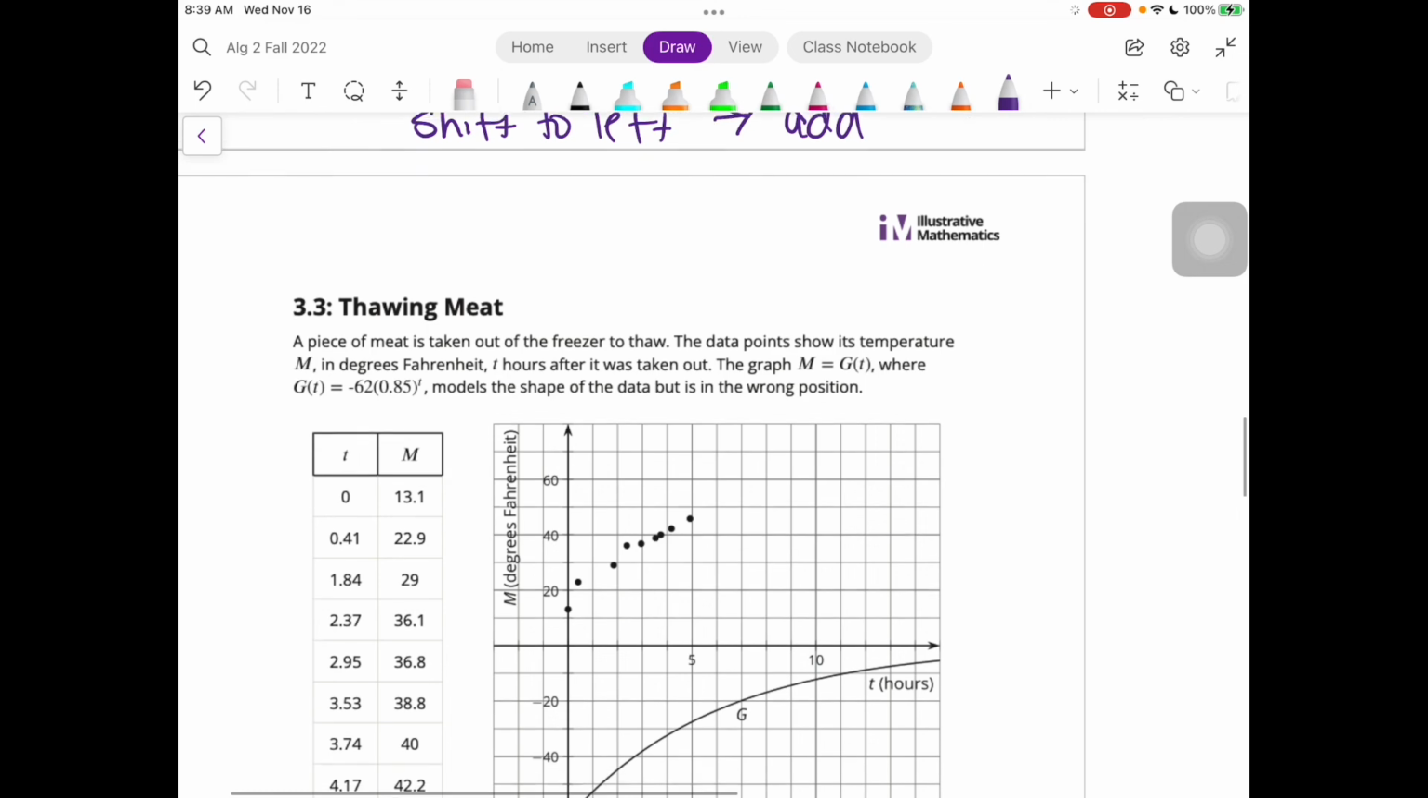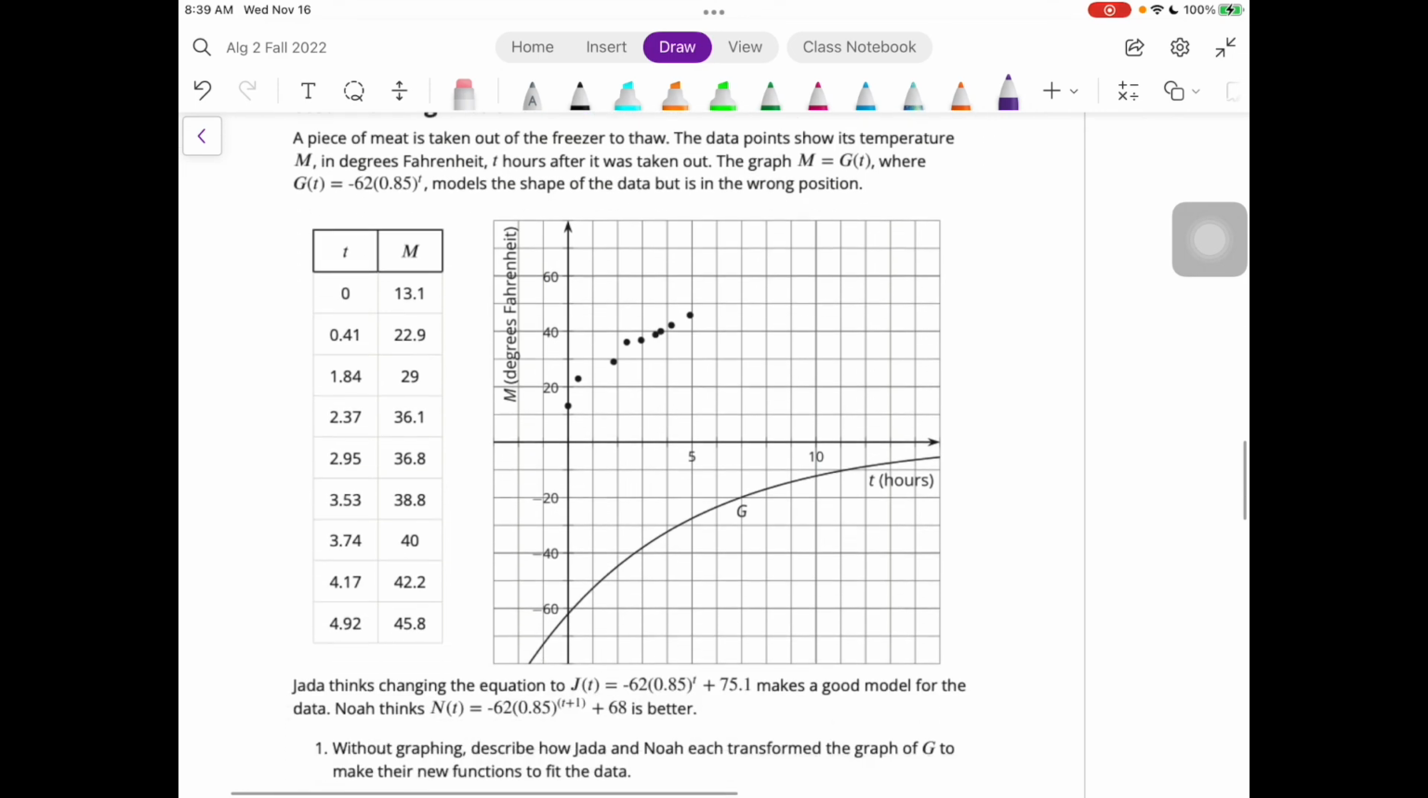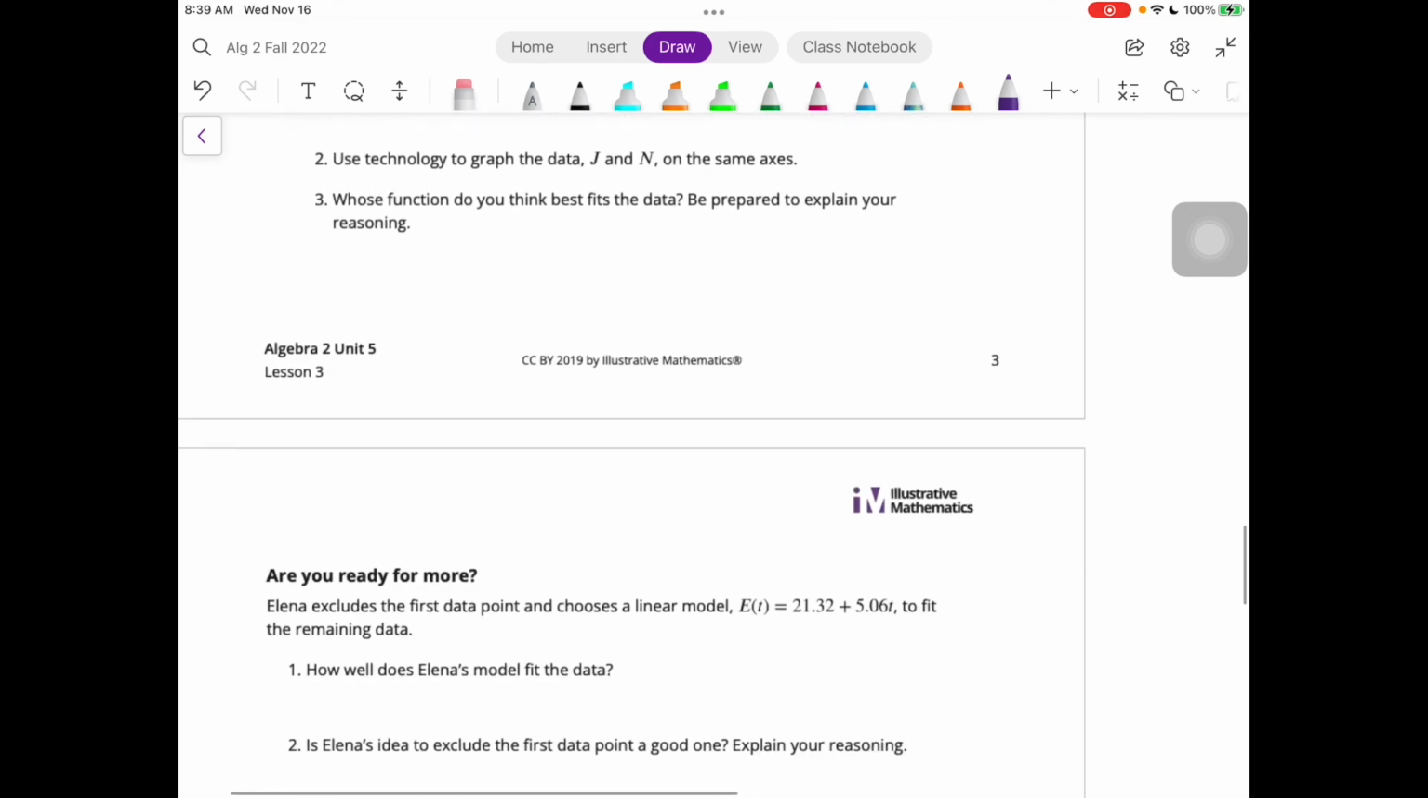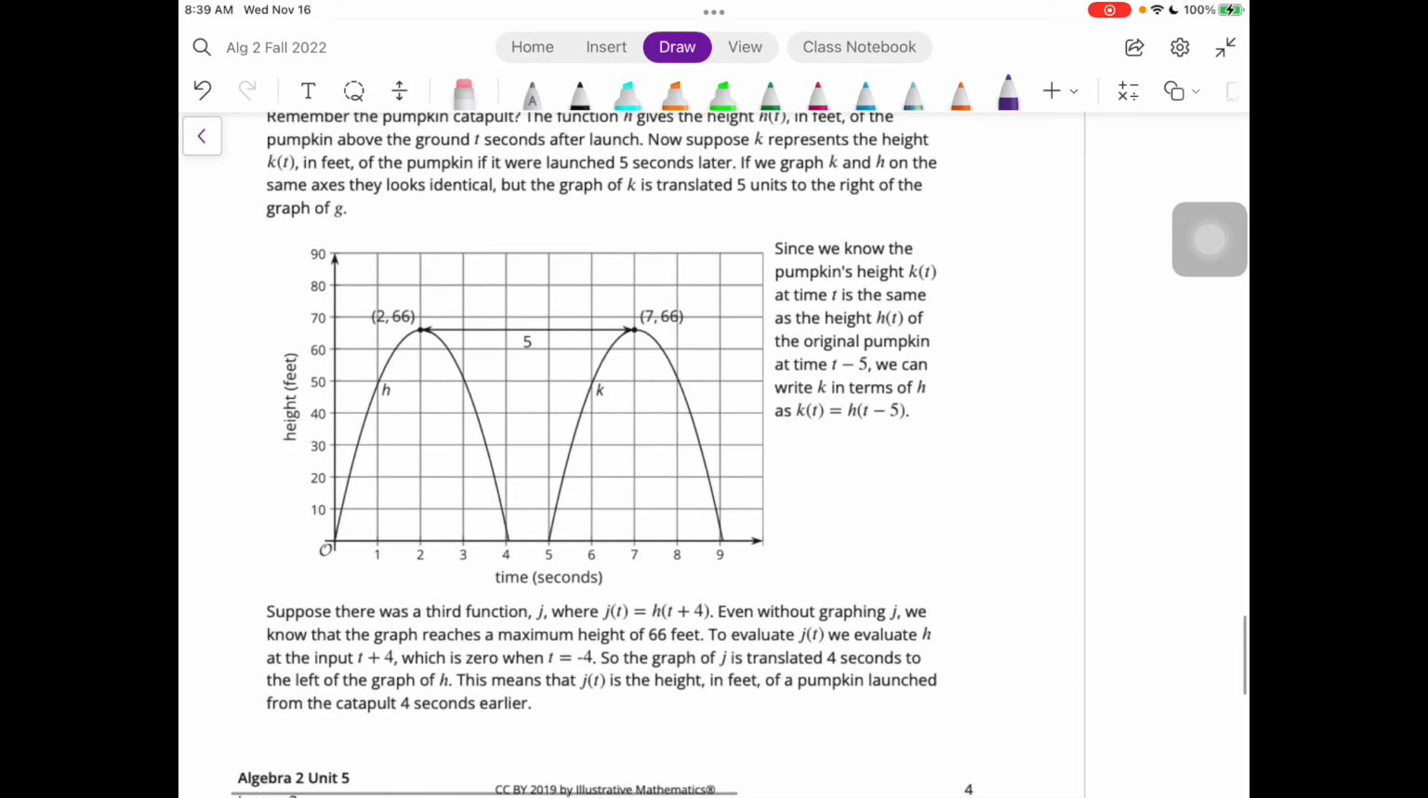All right, we are not going to worry about thawing meat. If you want to do that on your own, you are welcome to. And then there is the summary if you want to take a look at that.